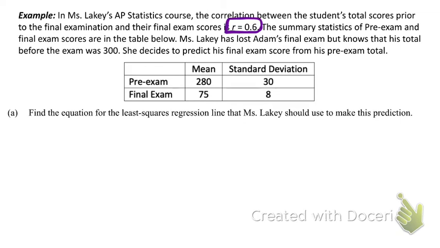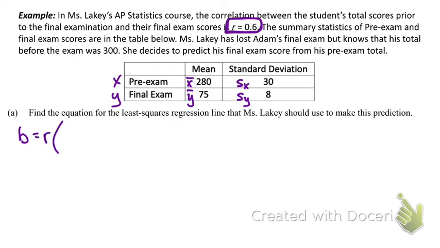Sounds fun, right? Here we go. First task. Which one is X and which one is Y? Pre-exam or final exam? Pre-exam is the X variable. Final exam is the Y variable. Here's what this means: 280 is the X bar, the mean of the X's. 75 is Y bar, the mean of the Y's. Standard deviation of the pre-exam is S sub X. Standard deviation of the final exam is S sub Y. We have all 5 things we need to use those formulas.